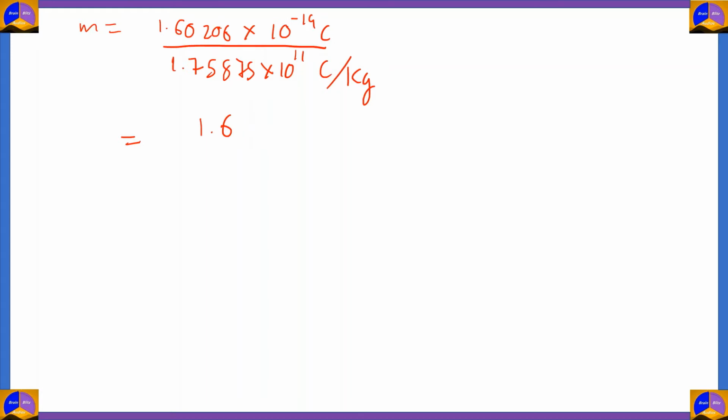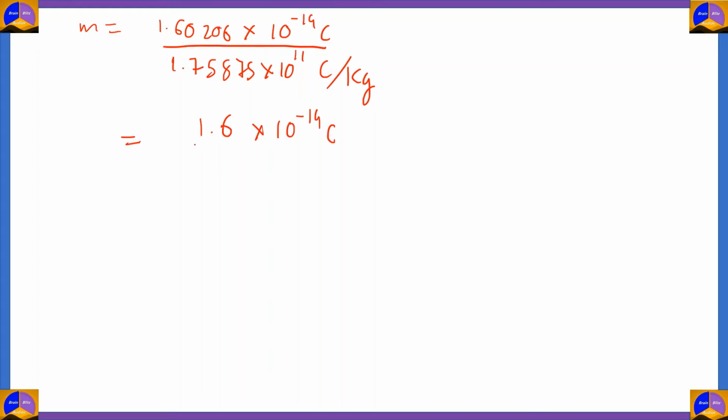So it'll be 1.6 into 10 raised to minus 19 coulomb. And the way we did it is that since 6 is greater than 5, 0 becomes 1. 1 is less than 5, so 2 remains the same. 2 is less than 5, so 0 remains the same. 0 is less than 5, so 6 remains the same.